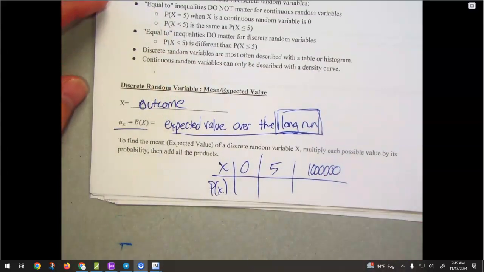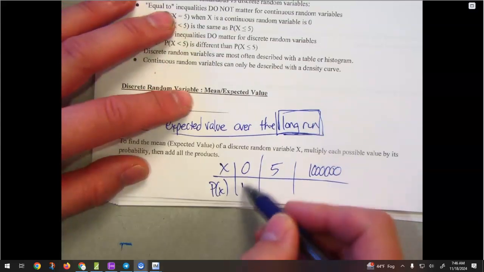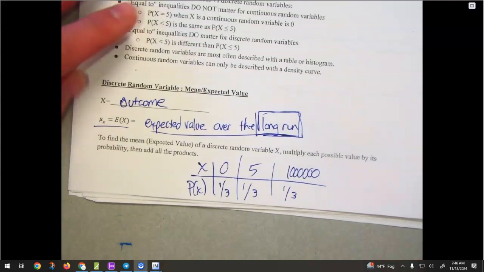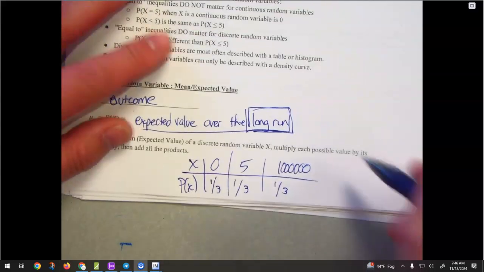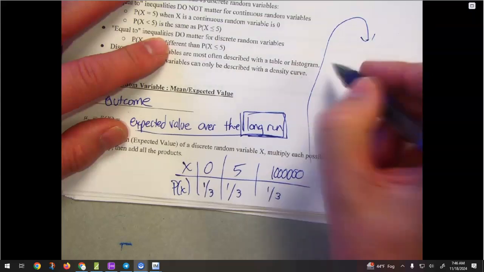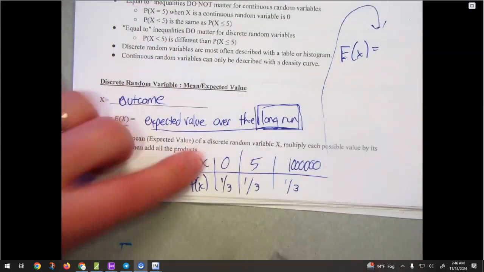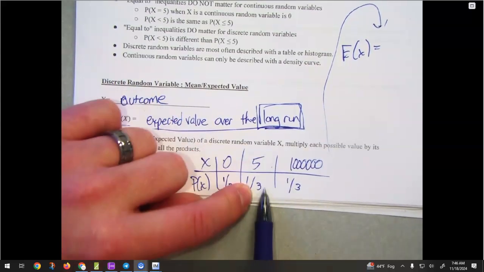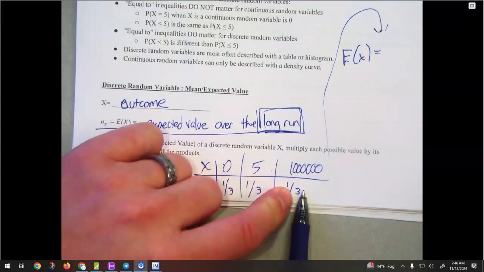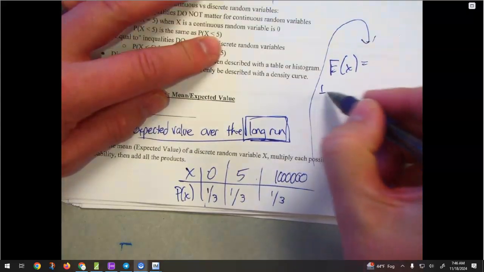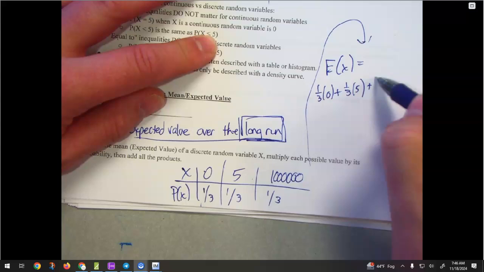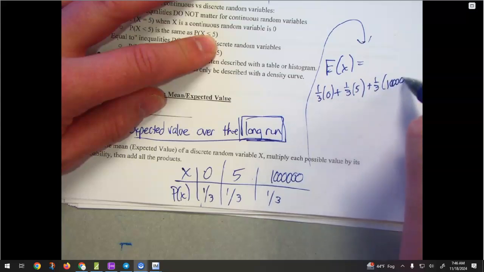What's the probability of each of those? 1/3. They're all equal, right? So they're 1/3 each. The way you would find the expected value is you multiply the outcome times the probability, plus the outcome times the next probability, plus the next outcome times the next probability. This expected value would be 1/3 times 0 plus 1/3 times 5 plus 1/3 times 1,000,000.